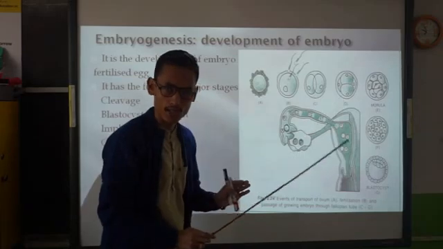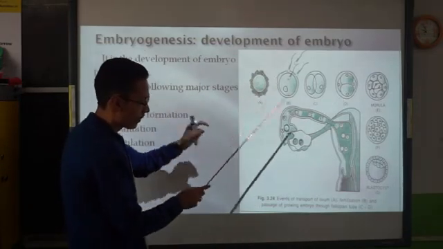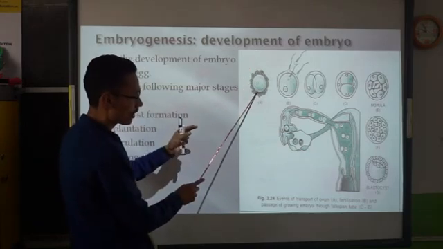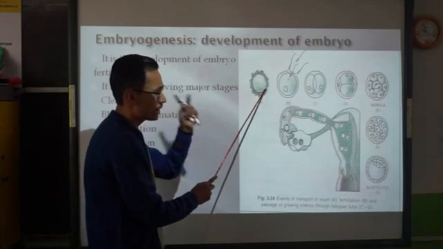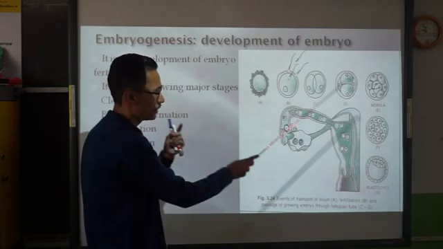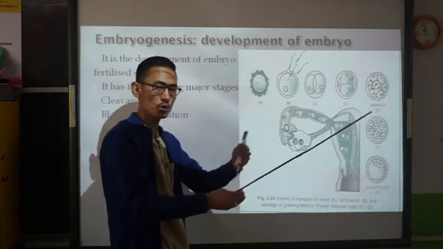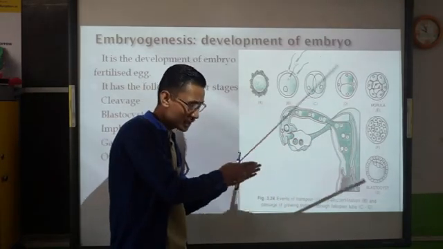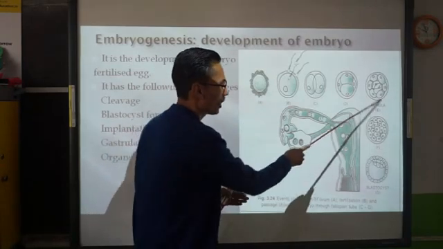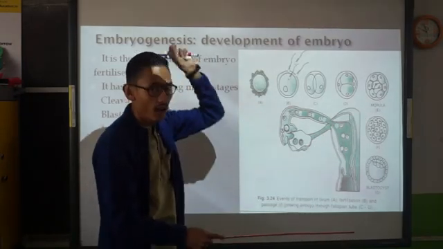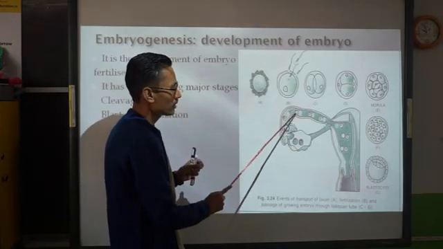M-O-R-U-L-A, morula. Clear? So that means a zygote, after the fusion of gametes, when the zygote is produced with a single diploid cell, it will undergo repeated mitotic divisions to form the 2 cell stage, 2 to 4, 4 to 8, 8 to 16, 16 to 32. So this 16 to 32 cell stage is known as morula, and all these events are occurring in the fallopian tube. You can see over here A, B, C, D, E.